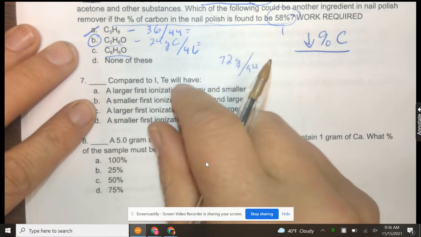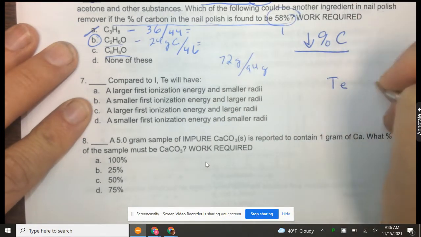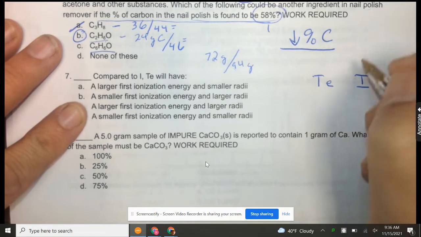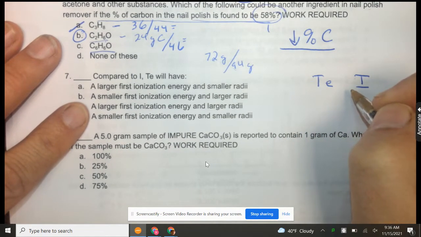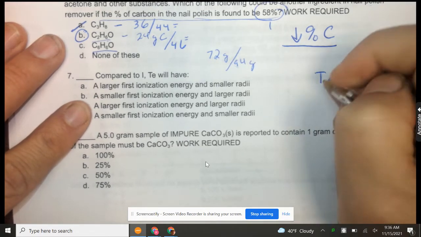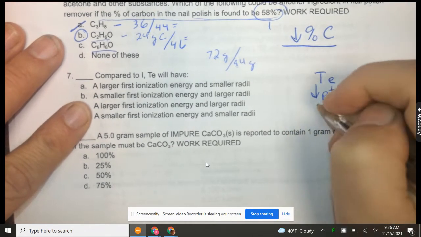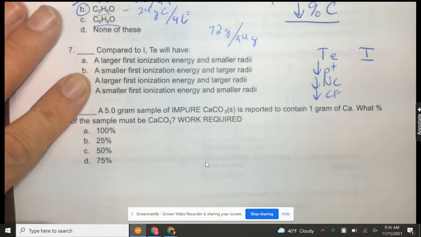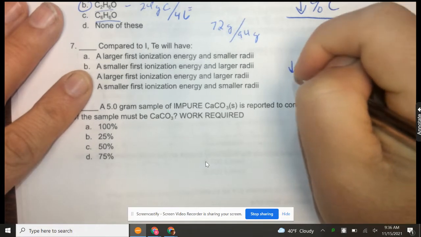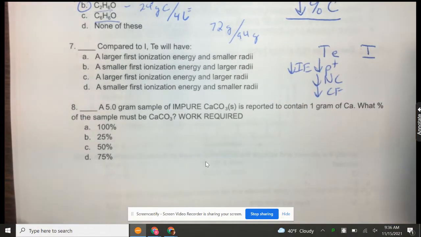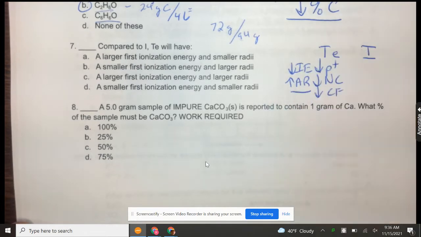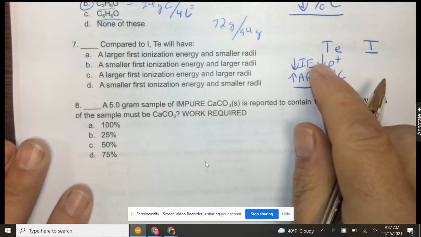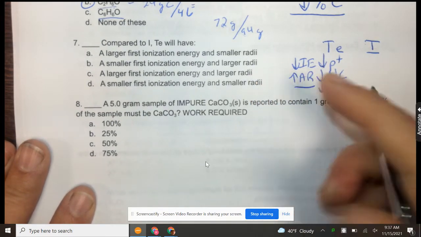Number 7, compared to iodine, tellurium will have. So always mark where they are on the chart. Iodine is to the right of tellurium. They're in the same period, so they will have equal shielding. So tellurium has one less proton, which means a weaker nuclear charge, which means a weaker Coulombic force, which is going to mean a smaller amount of energy would be needed to remove an electron, and the more they would be able to spread out, so a higher atomic radius. So I've done my analysis, so I'm looking for small ionization energy, big radius. That's big.